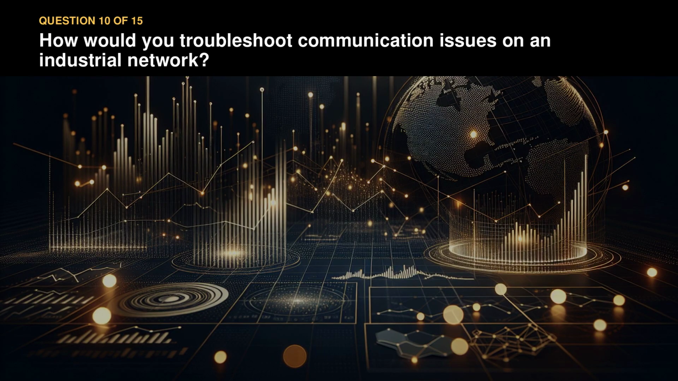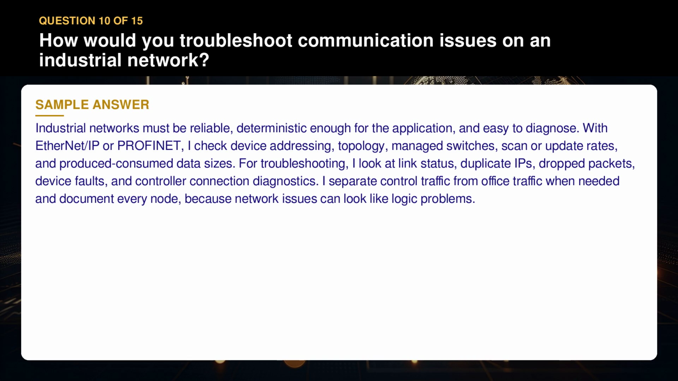Question 10. How would you troubleshoot communication issues on an industrial network? Industrial networks must be reliable, deterministic enough for the application, and easy to diagnose. With Ethernet IP or Profinet, I check device addressing, topology, managed switches, scan or update rates, and produced consumed data sizes. For troubleshooting, I look at link status, duplicate IPs, dropped packets, device faults, and controller connection diagnostics.